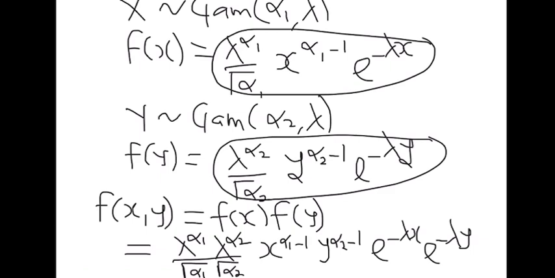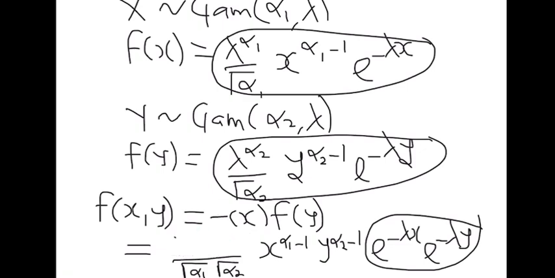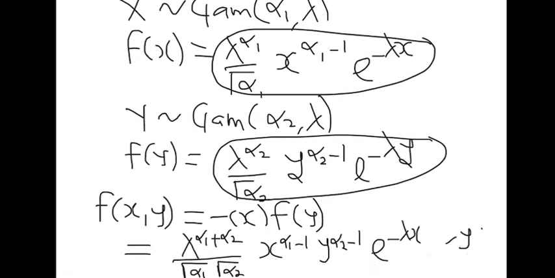Now when I got a product, what am I going to do next? I can bring this together, right? Law of indices. I can also bring this together, if you want to look at the exponent. If I want to rewrite this, I can write lambda raised to power alpha 1 plus alpha 2. And if I want to do this one now, I can rewrite that as x plus y. Look at that. Now take a look at this.